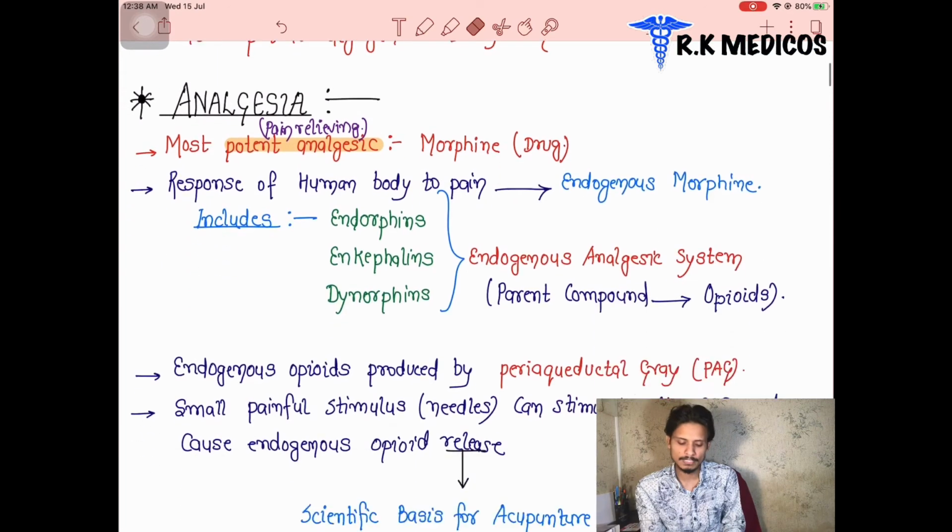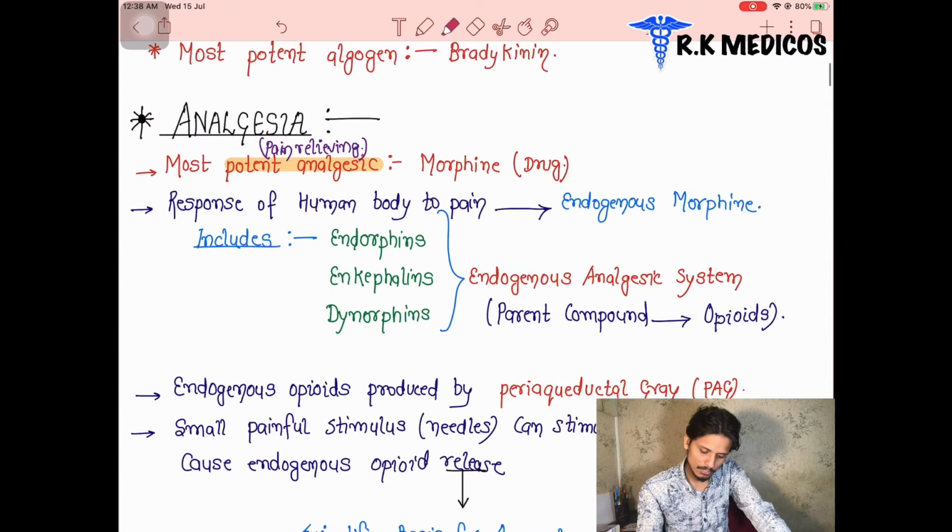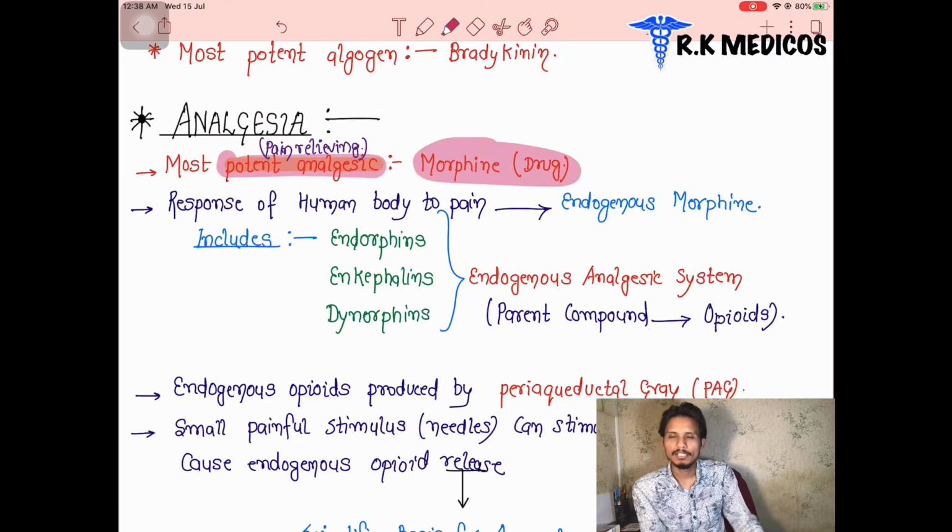Analgesia, you know now, is the absence of pain perception. The most potent analgesics are the morphine drugs, which are pain relieving drugs. Analgesic drugs are given to a patient who has pain. They act as pain relieving drugs, so they relieve the pain and respond in the human body when the patient has any pain.